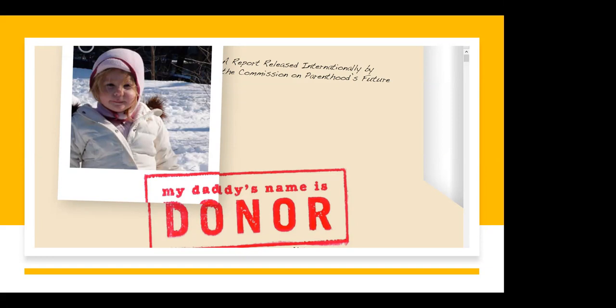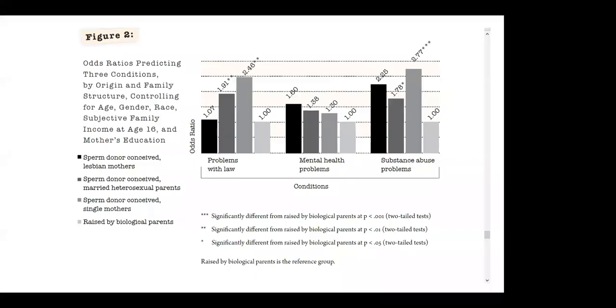But this report was published by the Institute for American Values in 2010. And they evaluated the well-being of young adults conceived through donor insemination. And you will have access to this PDF. So it's long, it's actually over 100 pages, but there's a lot of good information in it. There's just a couple things that I want to share with you about this.